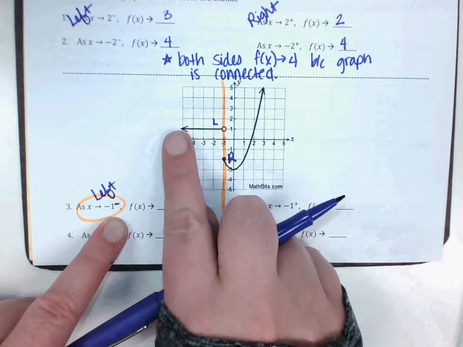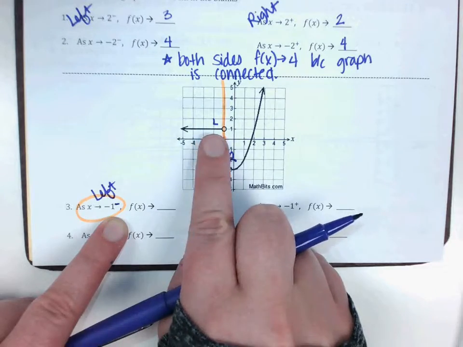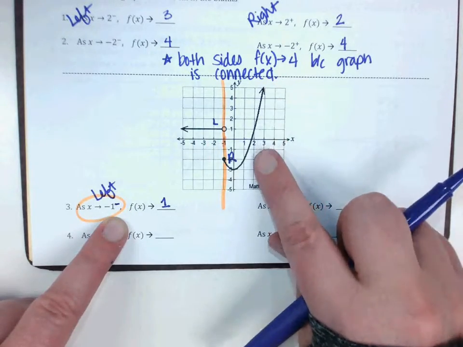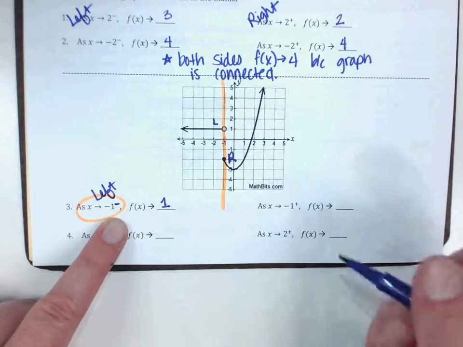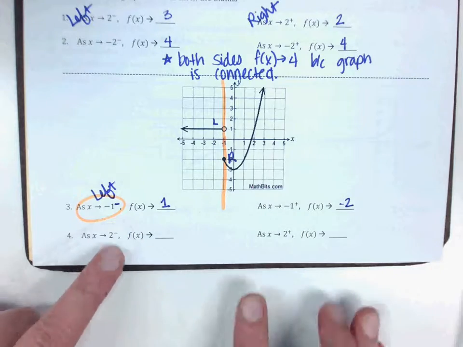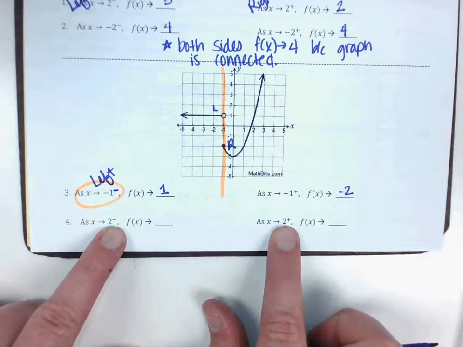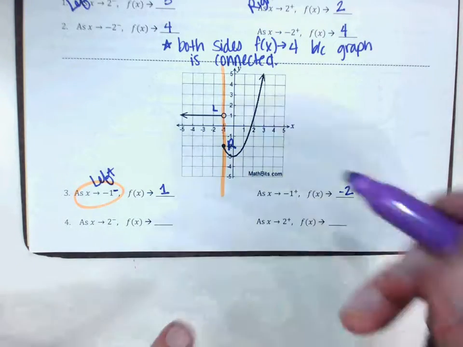So as I trace my left side over towards the line, what's my y value? 1. As I trace the right side of my graph towards the orange, what am I getting? -2. Very good. Okay, now go to the next one. This time I want x to approach 2. So draw a line through the graph at 2. I'll put my line right here.